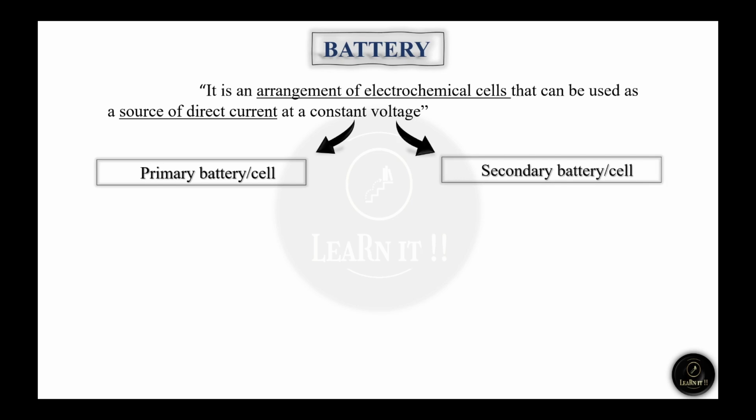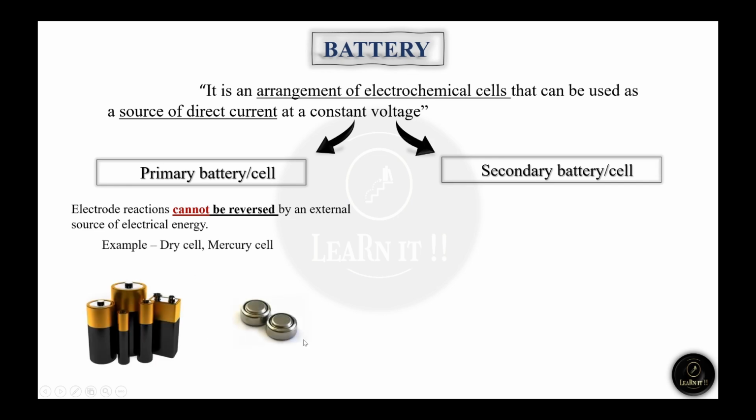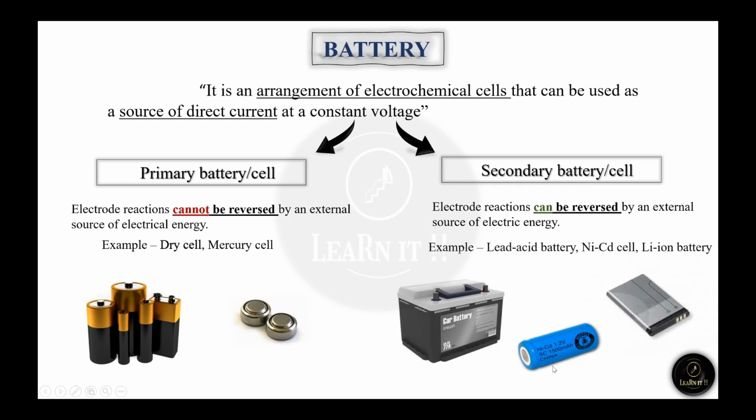With respect to chemistry, we are going to define the primary battery as, in primary battery, the electrode reactions cannot be reversed by an external source of electrical energy. So the examples for primary battery include dry cell, mercury cell. With respect to secondary battery, the electrode reactions can be reversed by an external source of electrical energy. Examples include lead acid battery, nickel cadmium battery and lithium ion battery.